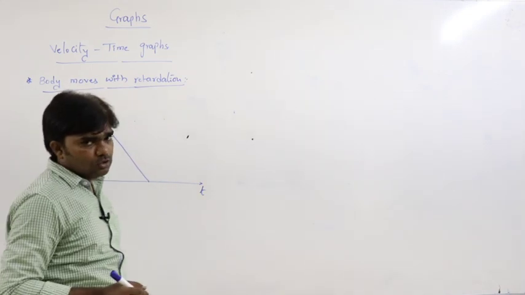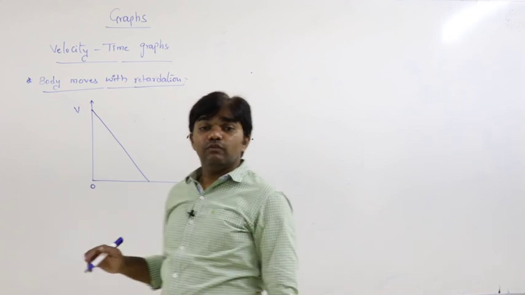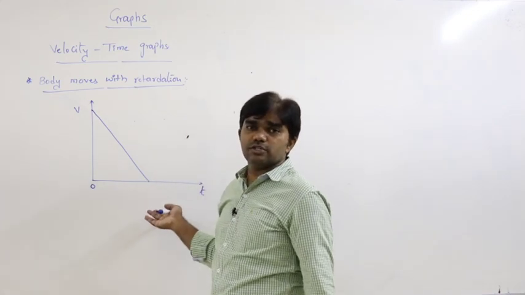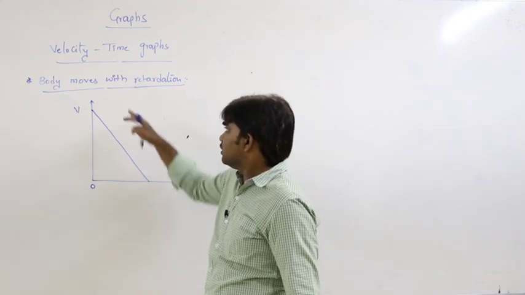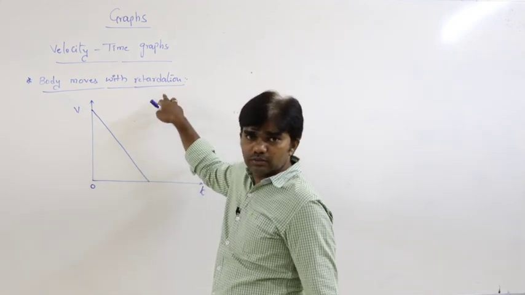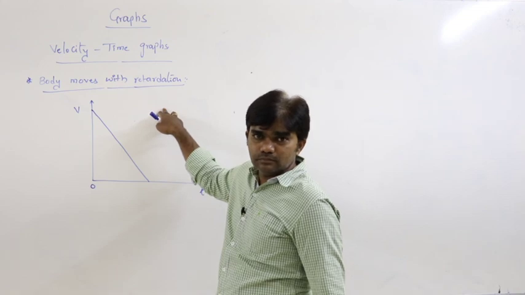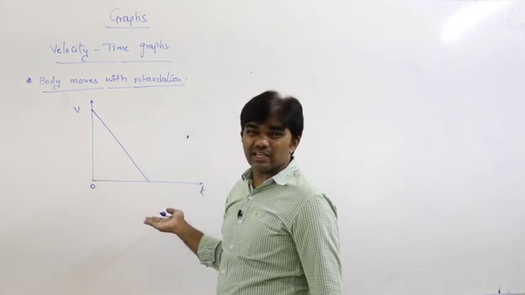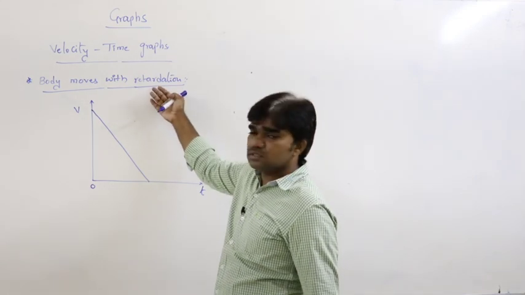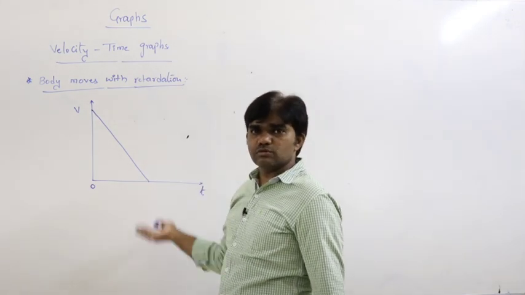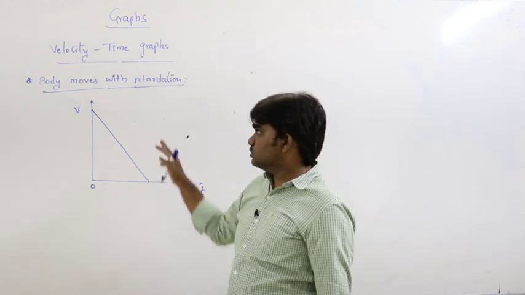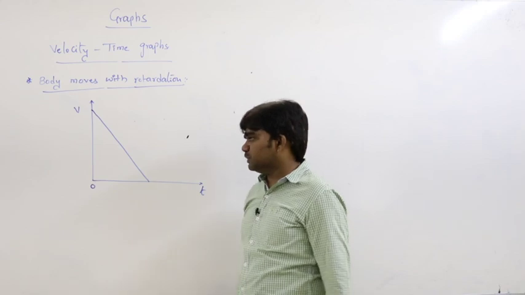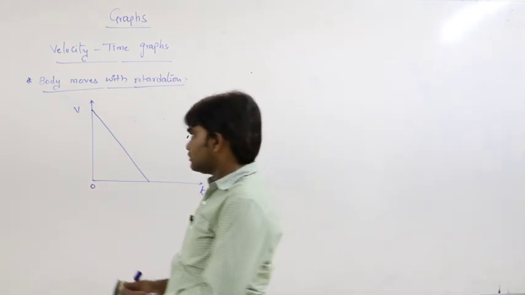Where does the velocity become 0? At maximum height. So this is the shape of the graph for the body moving with retardation. Here the slope gives negative acceleration. Negative acceleration means retardation. Area gives displacement. So this is the body moving with acceleration and the body moving with retardation.